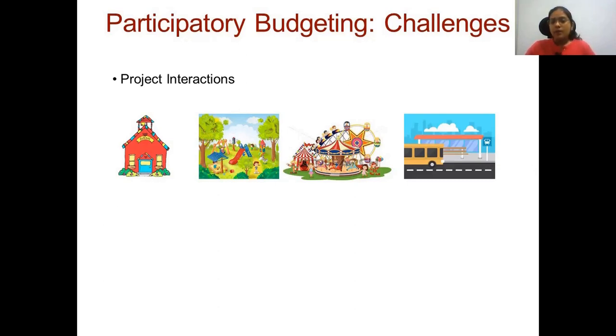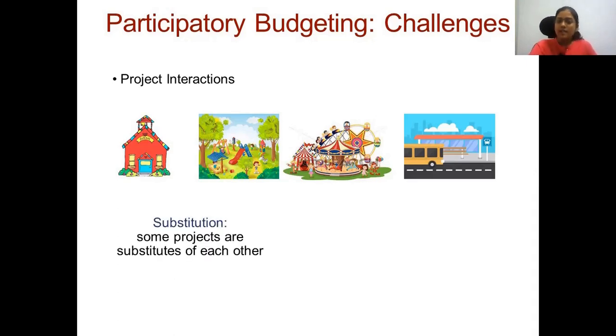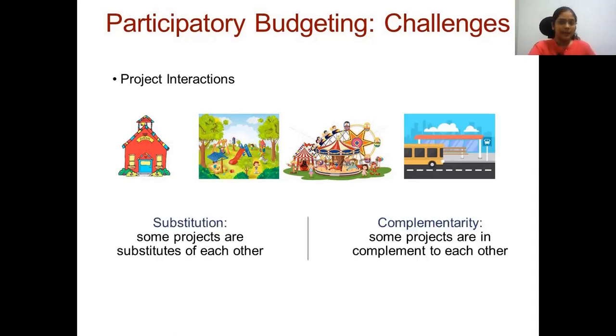Similarly, suppose we have these two parks geographically close to each other, then many community members won't like to have two parks in the same area. We can think of these two projects as in substitution to each other. And there could be even other kinds of interactions between the projects. But in this project, we considered substitution and complementarity as fixed.